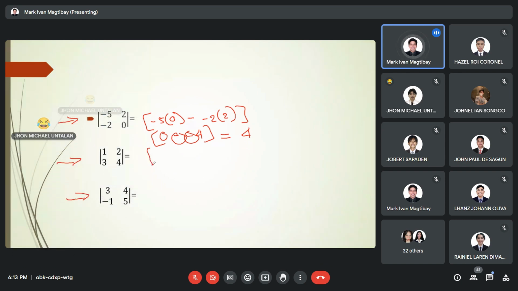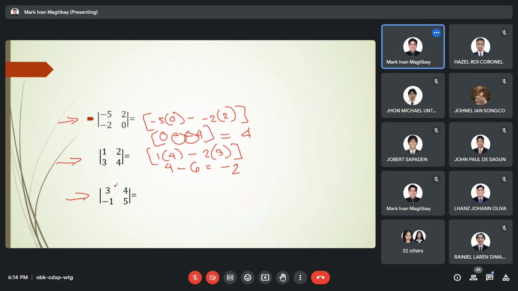1 times 4. Iba talaga pagka patapos ng oras, no? Medyo nagiging sabog na. Okay? 2 times 3. So this is 4 times 4 minus 6. This would be equal to negative 2 po natin. Okay?